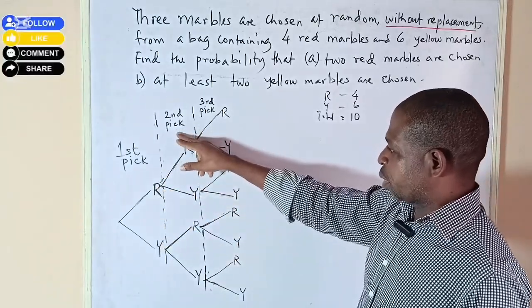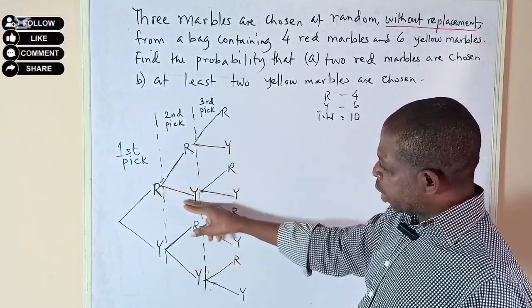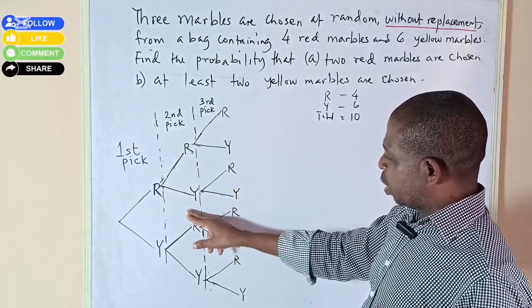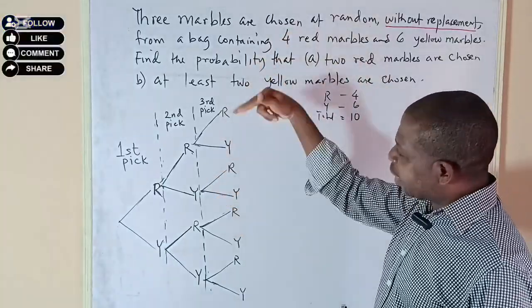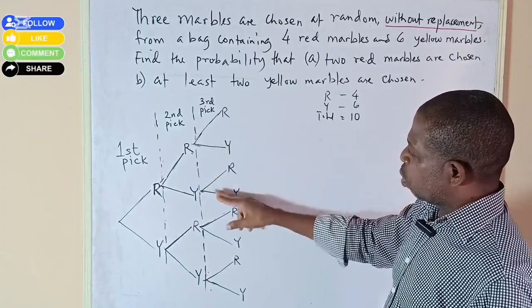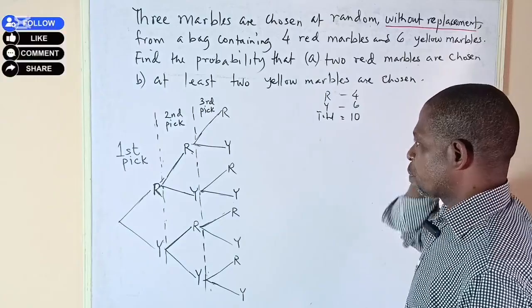The second pick, each of the branches will branch into red and yellow. So this will branch into red and yellow. This branches to red or yellow. And then in the third pick, each branch again will branch to red and yellow. So this branches red or yellow, and so on and so forth.